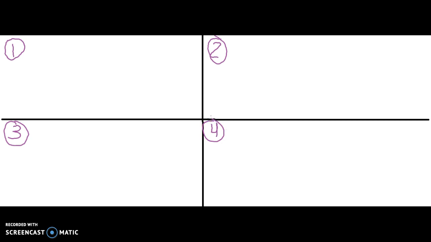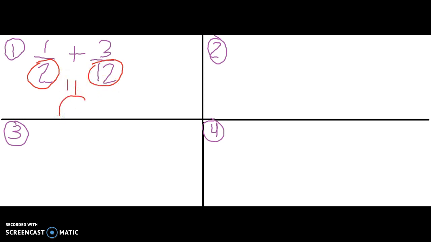Looking back at Step 1, I'm going to write my problem down. I was given the fractions 1/2 and 3/12, and "all" told me I was going to add. Now that I have my problem written down, I'm going to circle the denominators, 2 and 12. 2 and 12 are not the same. Sad face. Sad face tells me I'm going to Step 2.